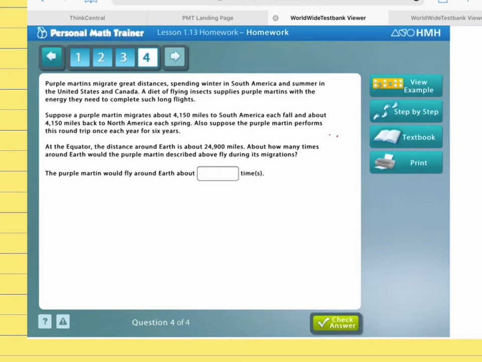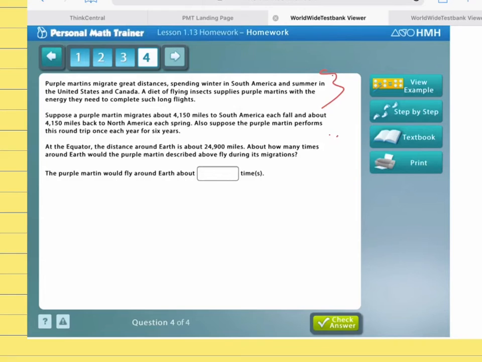Let's unpack the last problem for the homework. Purple martins migrate great distances, spending winter in South America and summer in the United States and Canada. A diet of flying insects supplies purple martins with energy they need to complete such long flights. That's kind of just extra information. We really don't need that, but it's good to unpack it anyways.